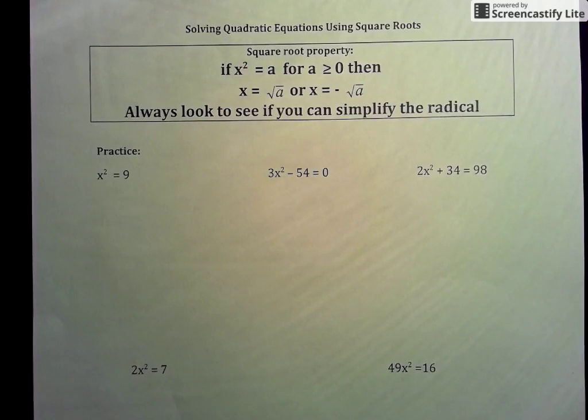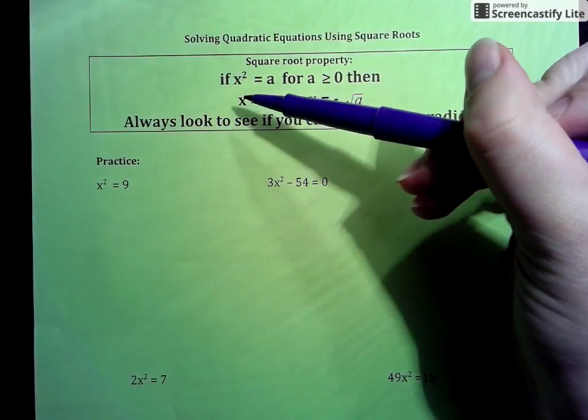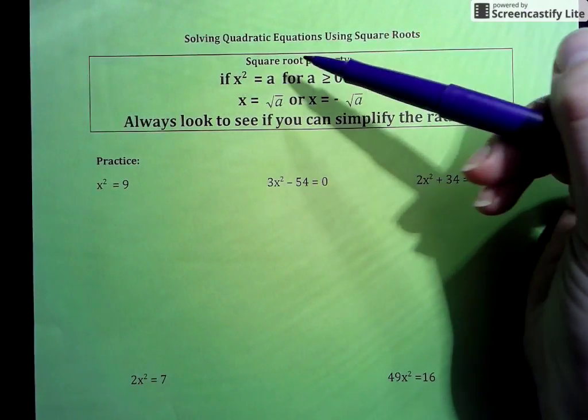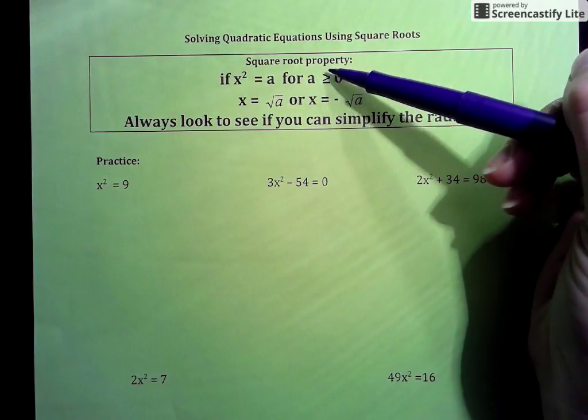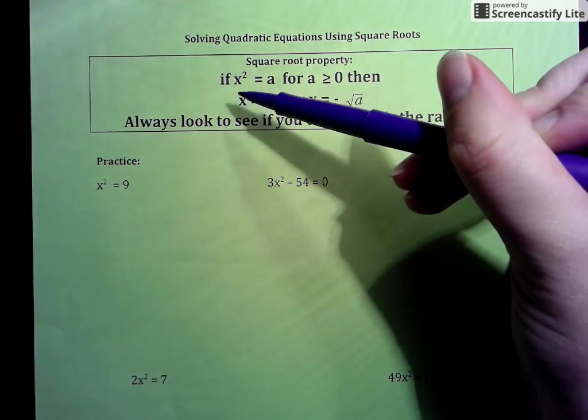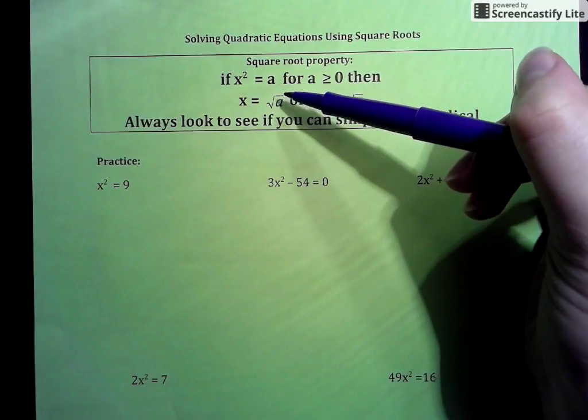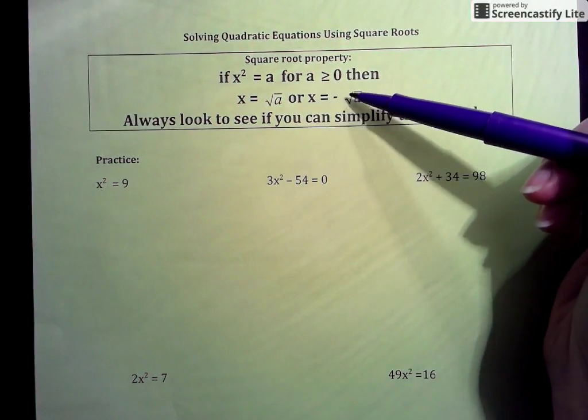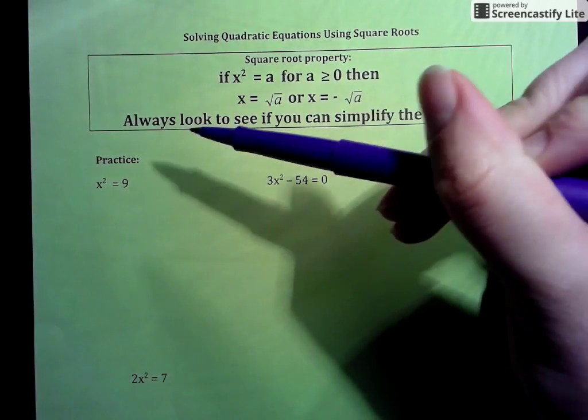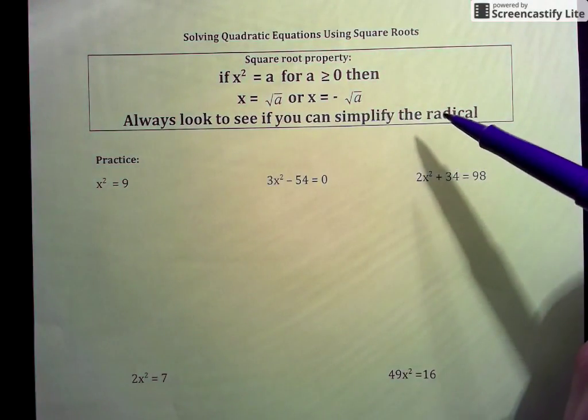Solving quadratic equations using square roots. The square root property says that if x squared equals a, for a greater than or equal to 0, then x equals the square root of a, or x equals the negative square root of a. And you always look to see if you can simplify the radical first.